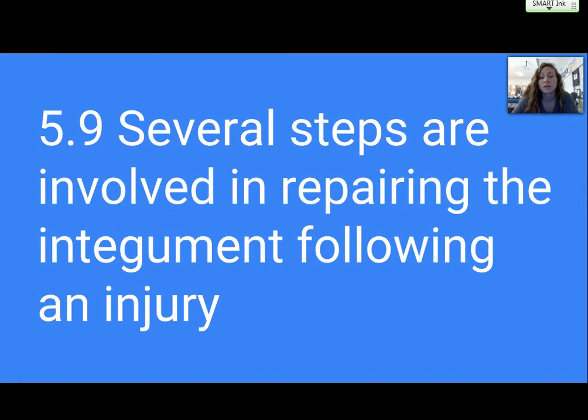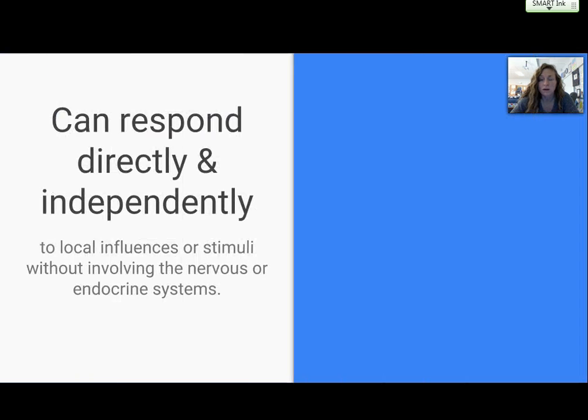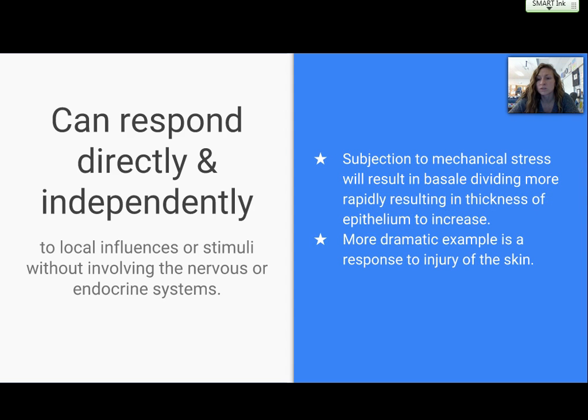All right, section 9 is just going to talk about how we repair after our integument gets injured. And the integument can respond directly and independently to local influences or stimuli, and that doesn't have to involve the nervous or endocrine systems. So subjection to mechanical stress can result in the basale layer dividing more rapidly, resulting in the thickness of the epithelium increasing.